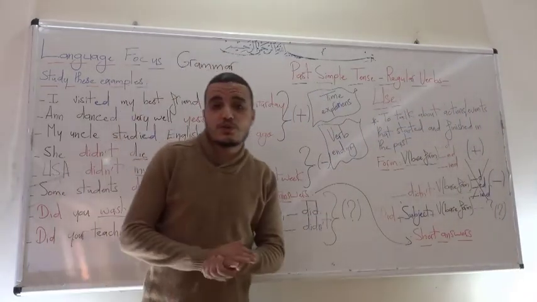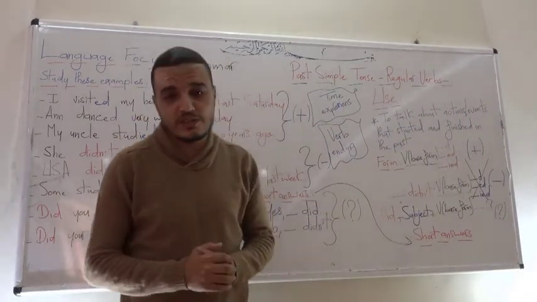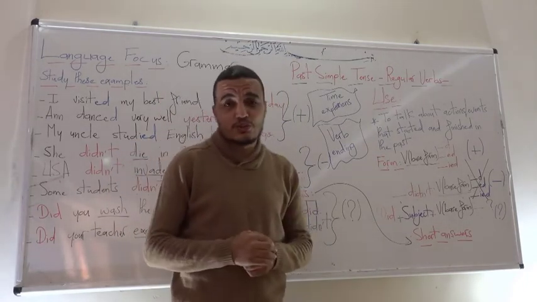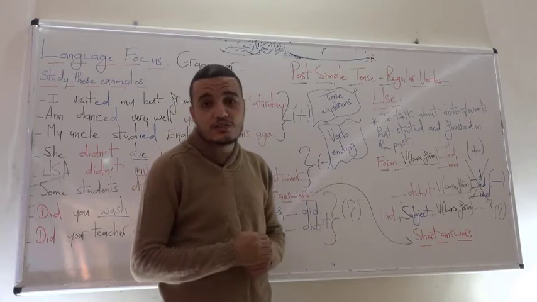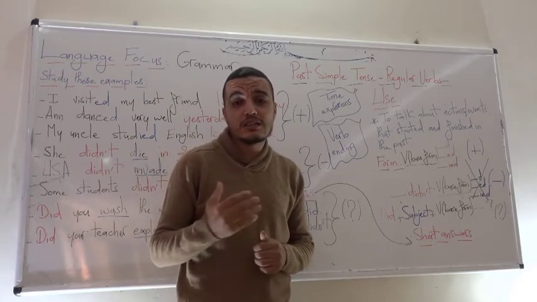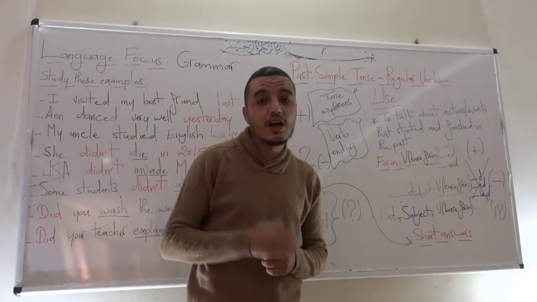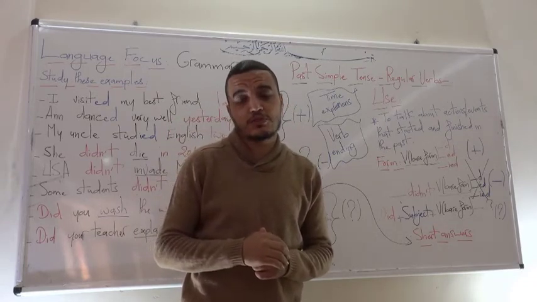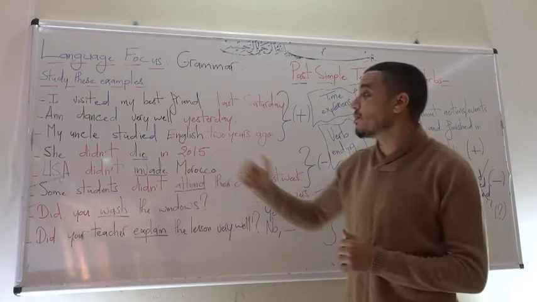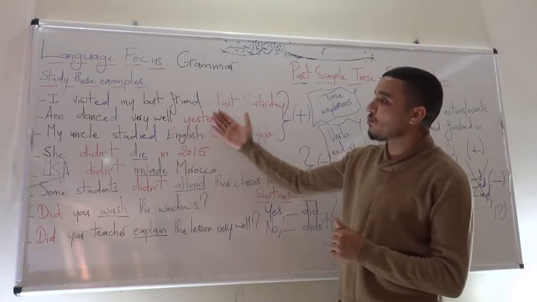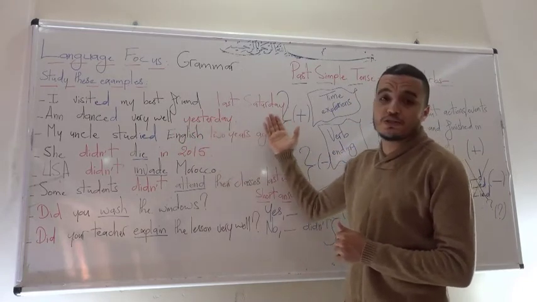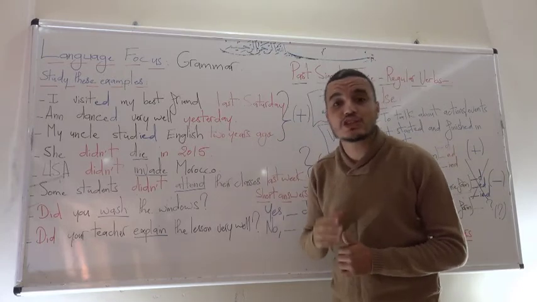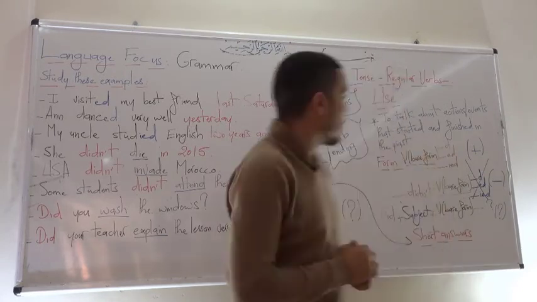Concerning the use, when do we use the past simple? So the past simple tense is used to talk about actions or events that started in the past and finished or completed in the past. You can see here in these examples, I visited my best friend last Saturday. So this action took place in the past and finished in the past.